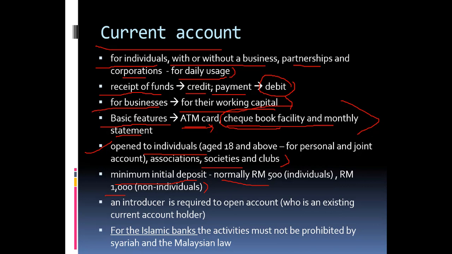And also, an introducer who is an existing current account holder is required to open an account. And also for Islamic banks, the activity must not be prohibited by Sharia and Malaysian law, which is based on Sharia compliance.